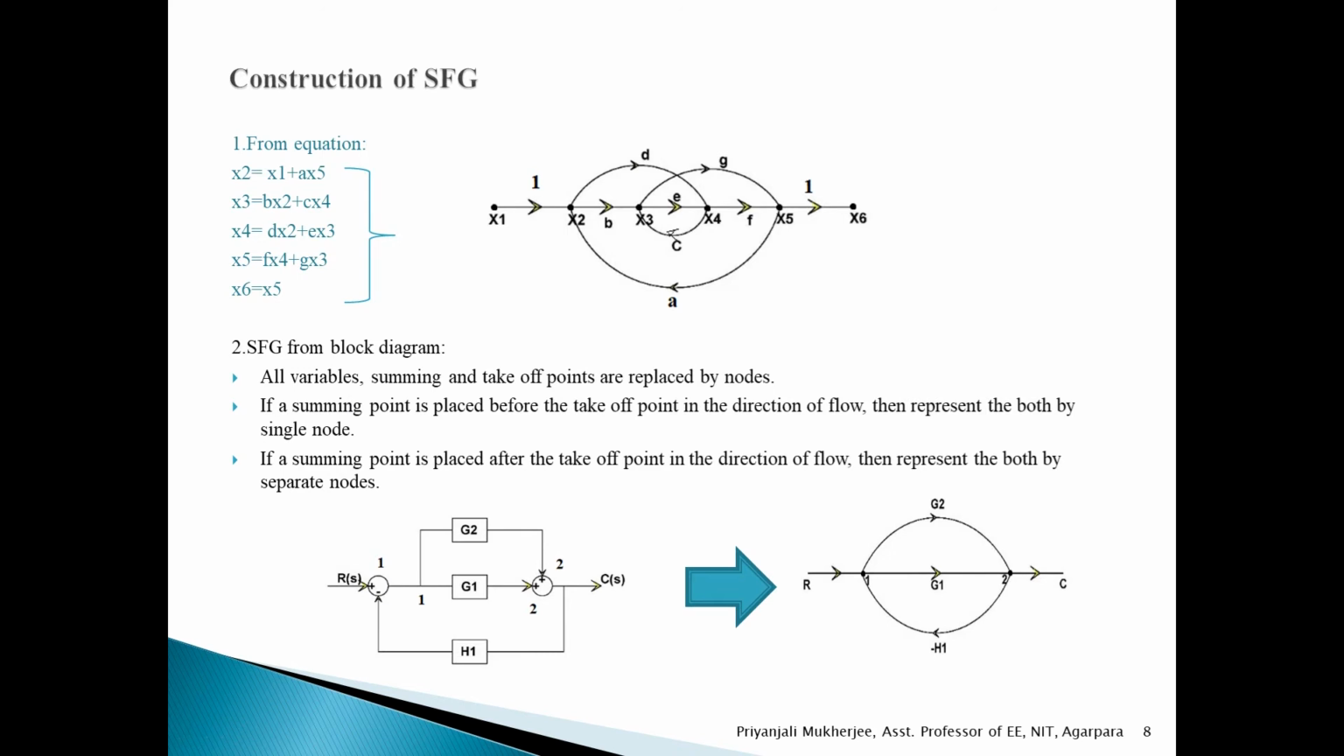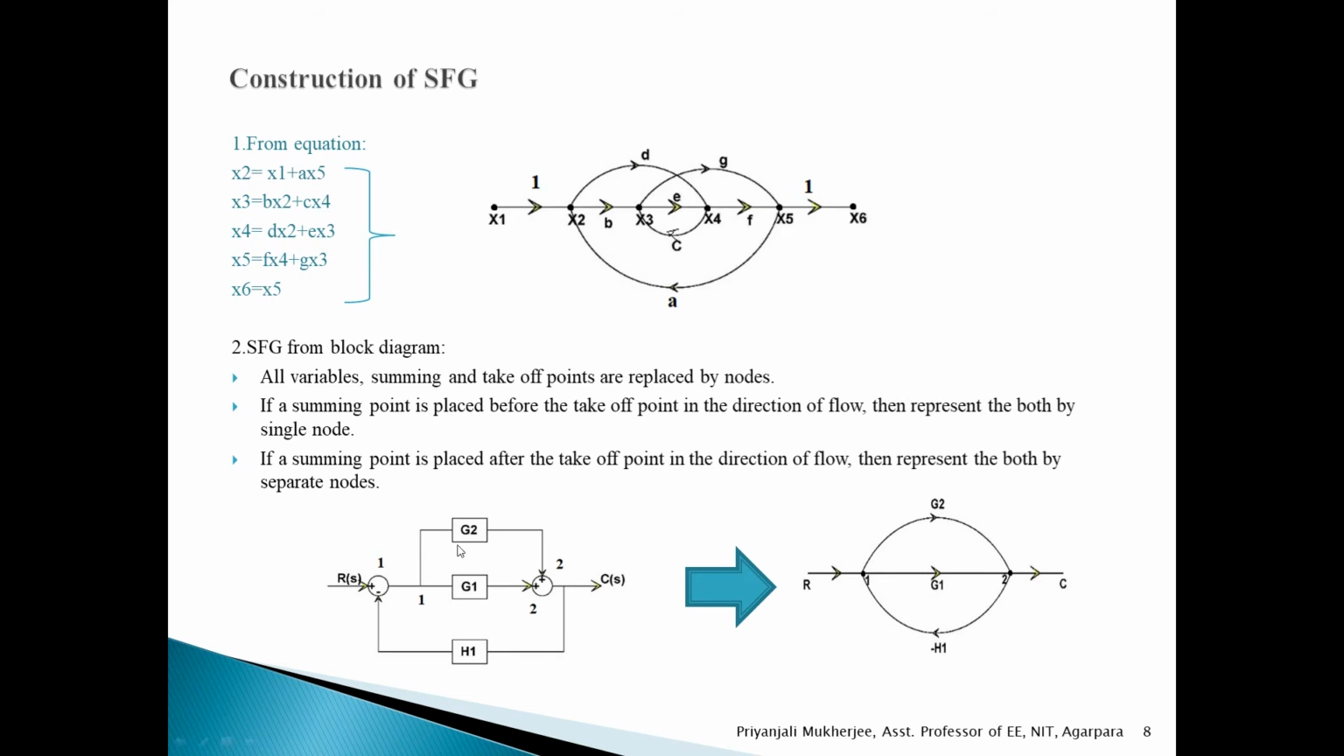And next is the signal flow graph from the block diagram. To construct the signal flow graph from the block diagram, we have to take care of 2 points. First, all variables, summing points and takeoff points will be replaced by nodes. And if a summing point is placed before the takeoff point, then represent both by a single node in the direction of the signal flow. And if a summing point is placed after the takeoff point in the direction of the signal flow, then represent both by separate nodes.